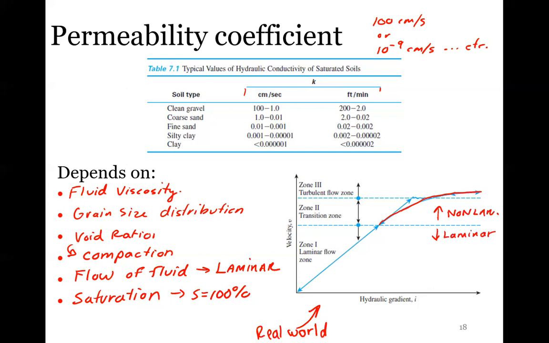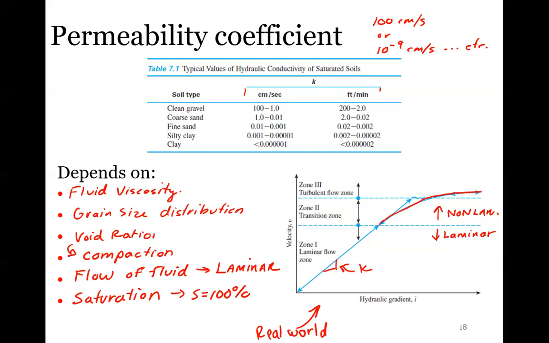So if it follows a straight line, if that velocity and hydraulic gradient are just directly related by the straight line, then the slope of this line is our K value. But if we go beyond the laminar conditions into transition or turbulent, then it doesn't follow that. So we can't use this K value to relate these two terms. So the permeability coefficient, you cannot calculate it for transition zone or turbulent flow.